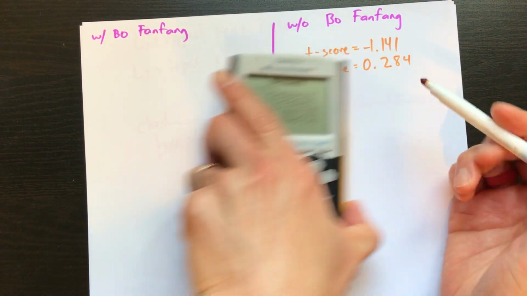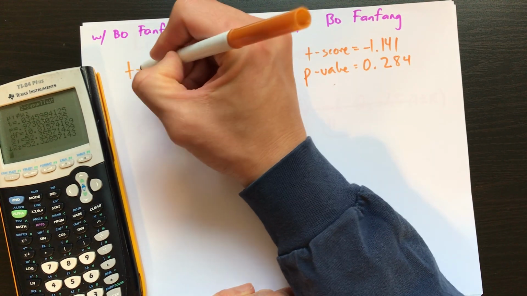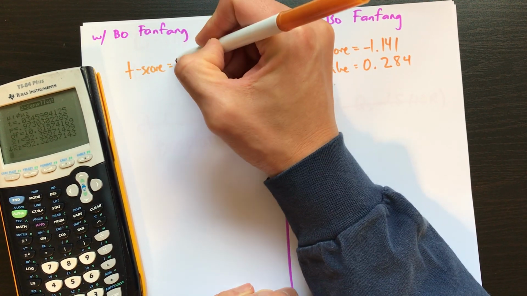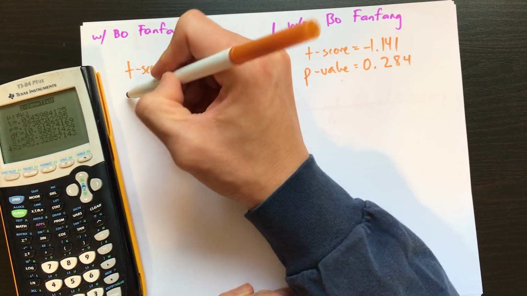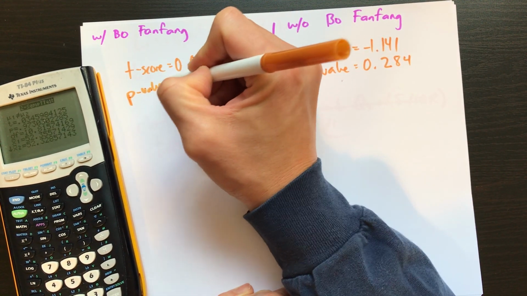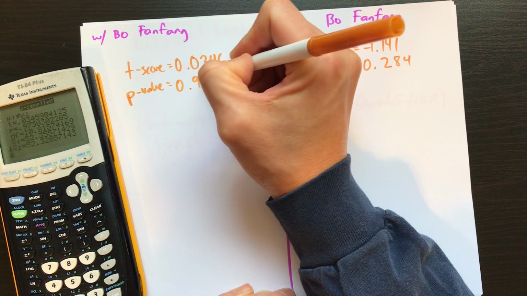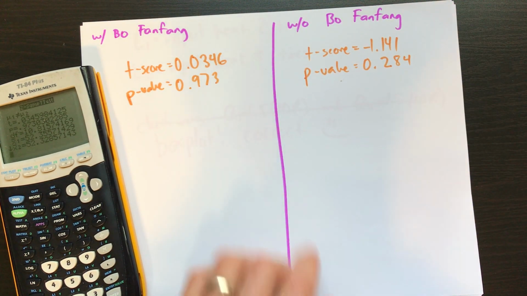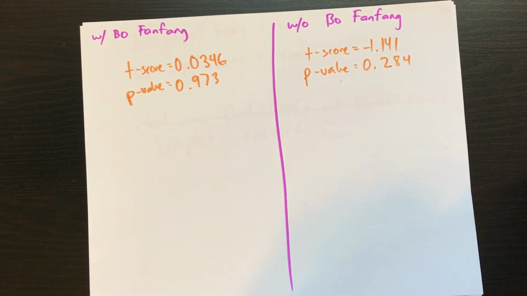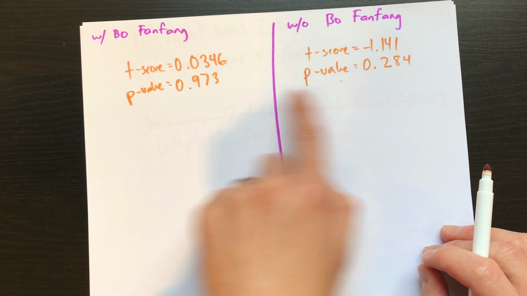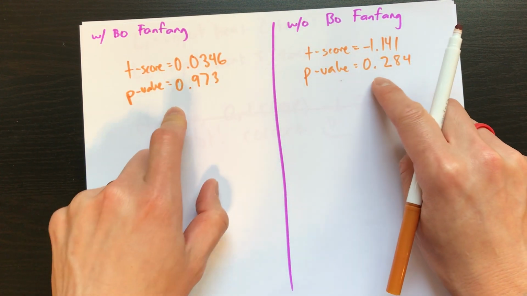And this time, our t-score is 0.0346, and our p-value is 0.973. So our p-value is really, really high, almost close to 1. So looking at this, you can decide which one you want to use, but you have to be consistent.